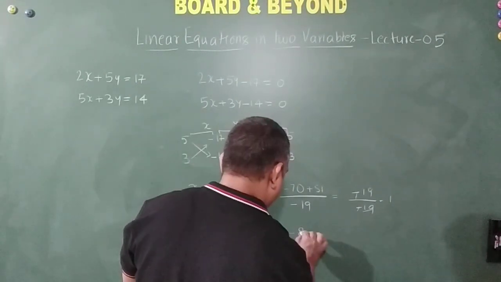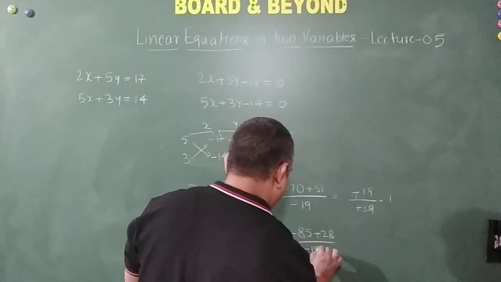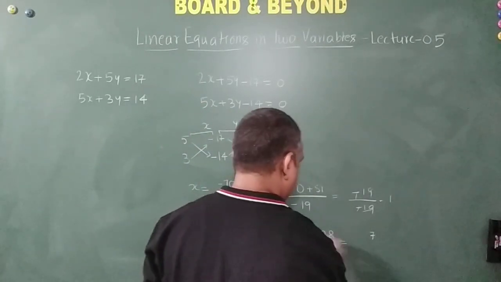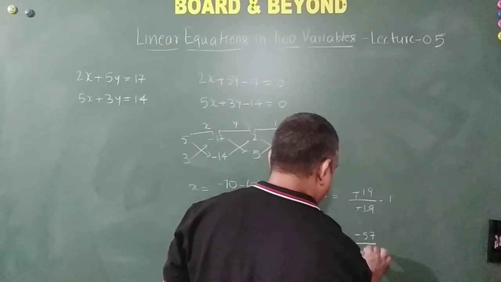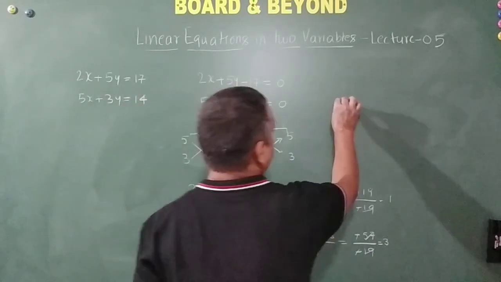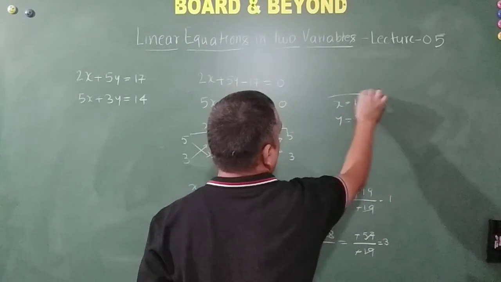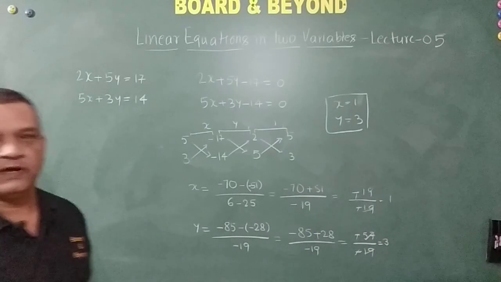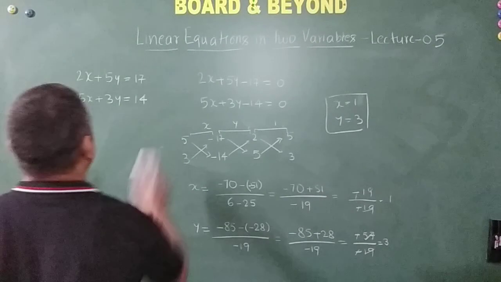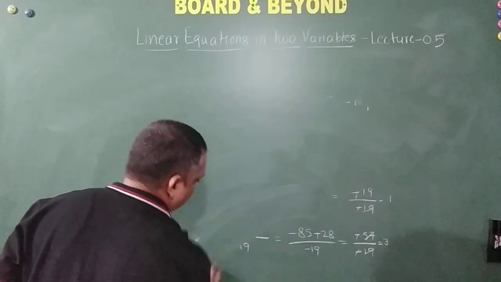Minus 85 plus 28 divided by minus 19, which is equal to how much? 7, 5 with minus sign and minus 19, 3. So what we have found out is that x is equal to 1 and y is equal to 3. Hence we have found out the values of x and y. Right, friends? So this was the first problem. Let us move on to the next problem. This was pretty simple. Just to illustrate how we use the method.